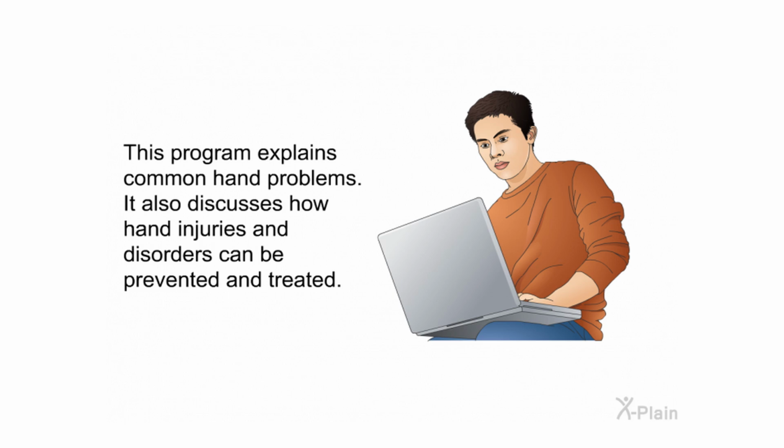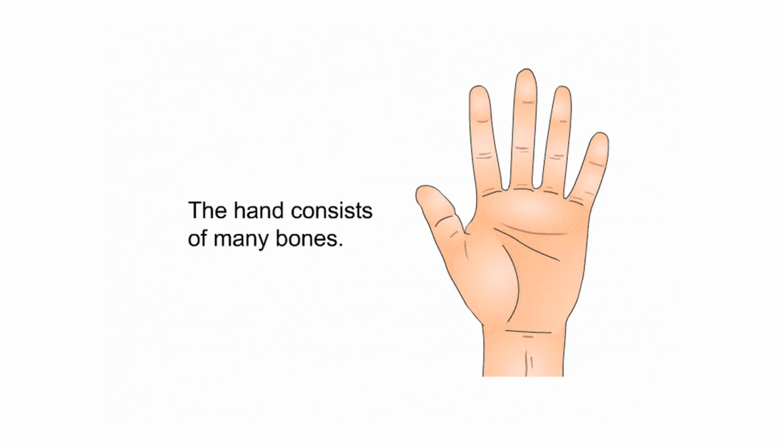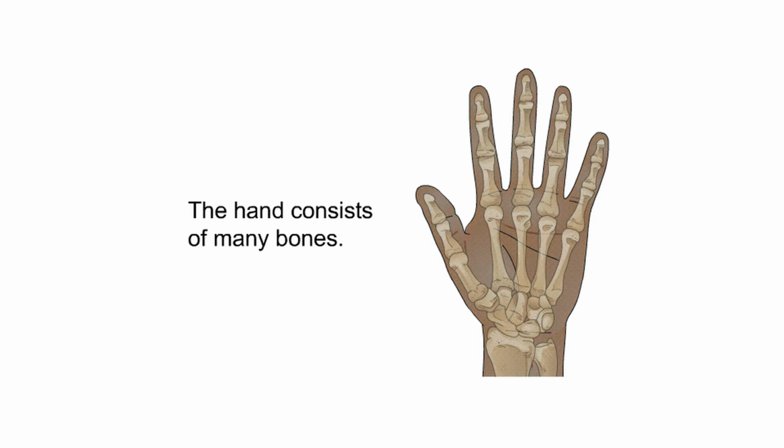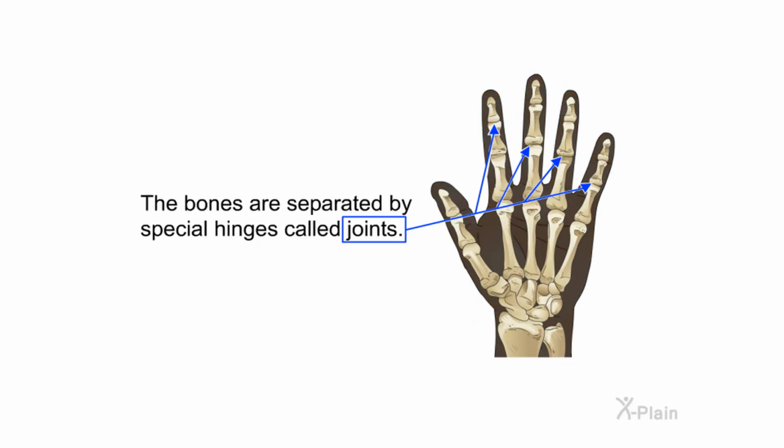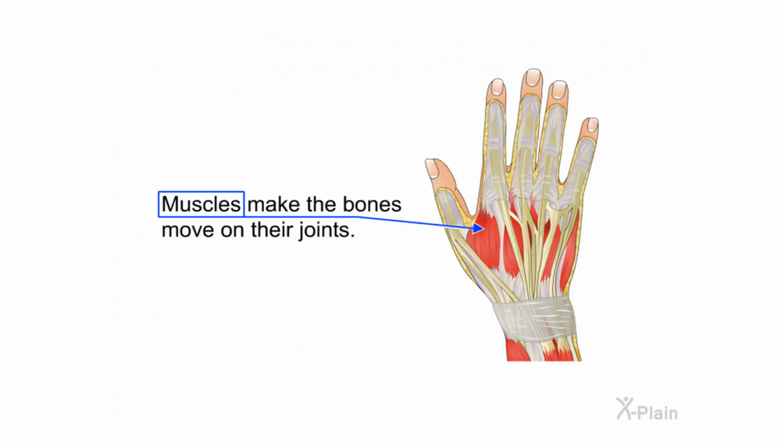This program explains common hand problems. It also discusses how hand injuries and disorders can be prevented and treated. The hand and fingers. The hand consists of many bones. The bones are separated by special hinges called joints. Muscles make the bones move on their joints.